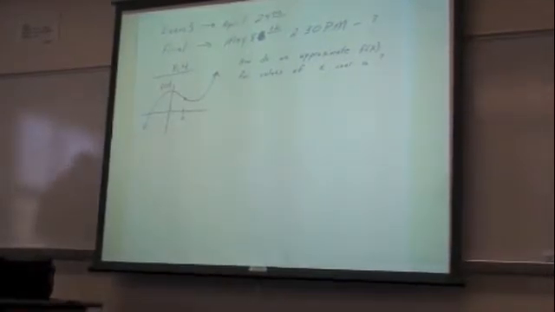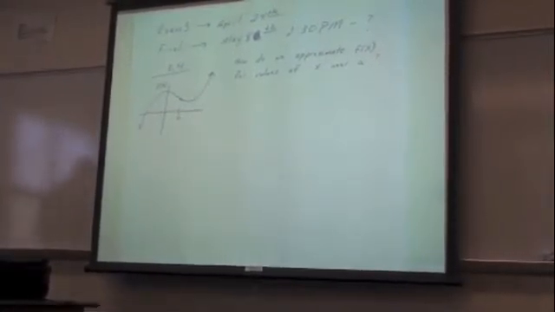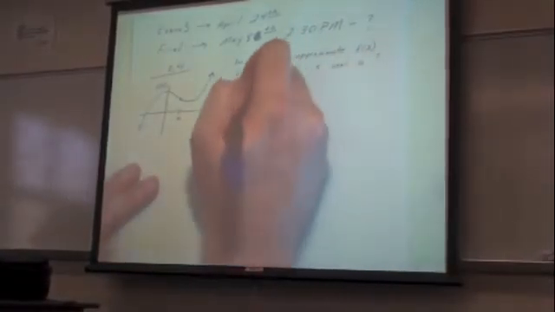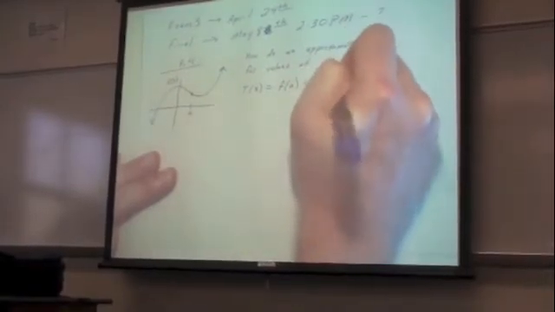So, if I'm trying to approximate this function near some value of x equals a, what I could say, and this is what we looked at last class, is that I could say some approximation function, I'll call it t of x, and you'll see why I'm calling it t of x in a minute. I could say it's equal to the function evaluated at a plus the derivative of the function evaluated at a times x minus a.